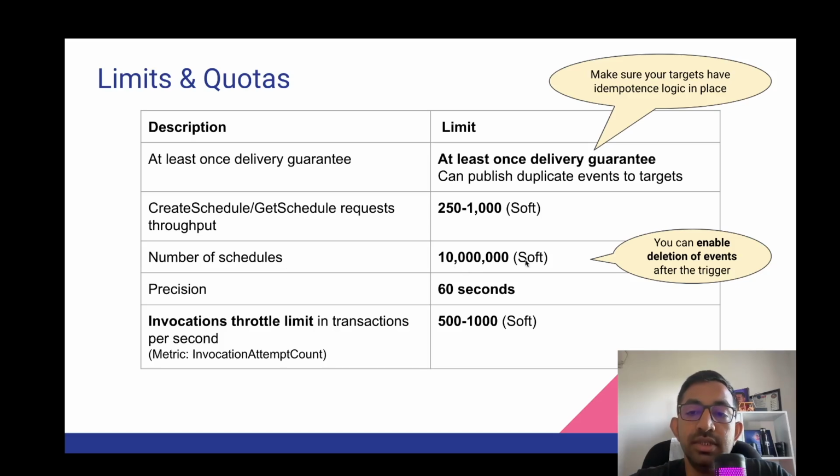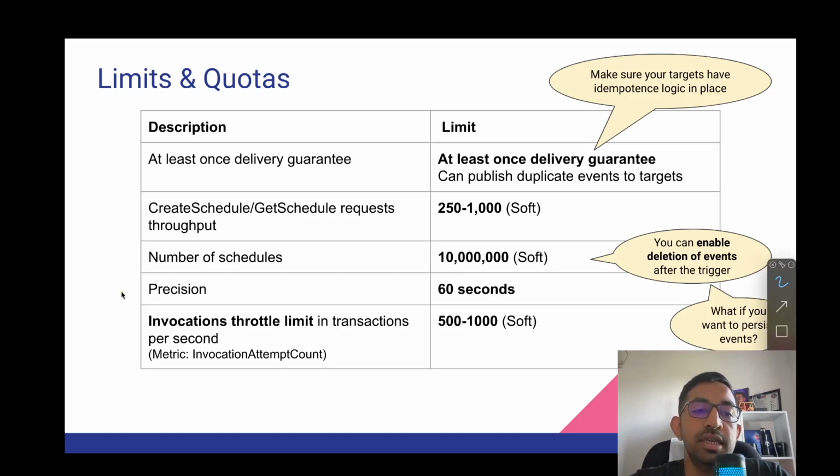This is again a soft limit, but the recommendation is, once your schedules are sent to the target, you probably want to delete those events as well. But what if you don't want to miss those events? In that case, you can back them up into a DynamoDB table. Although this looks like a big number, you can reach this limit quite easily, particularly if you are working with high throughput scenarios.